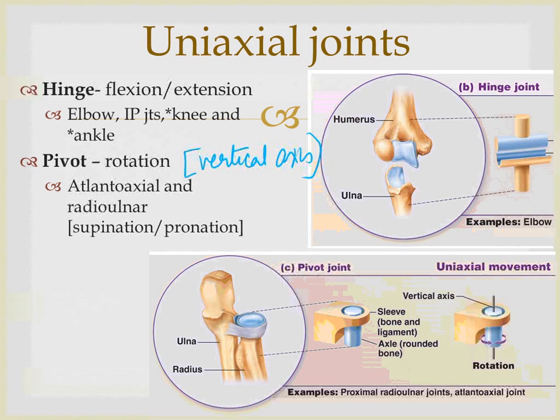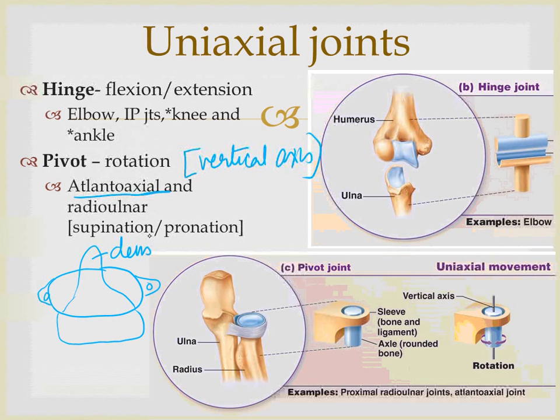Examples of the pivot joint are the atlantoaxial joint. This is between the atlas vertebra, the first cervical vertebra, and below that is the second cervical vertebra, which is called the axis, and it has that little process, which was called the dens. So when you do this movement of no, when you turn your head from one side to the other saying no, that's occurring at the atlantoaxial joint. It's a rotatory movement like this, where the atlas is going around the axis.